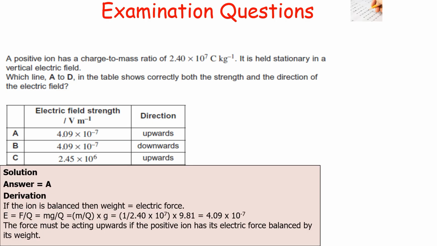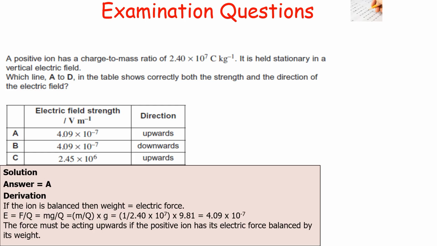Right, our answer here is A, because if an ion is balanced and is held stationary, well, therefore the forces acting upon it must equal each other and there's no resultant force. So we can say that weight is equal to electrical force. Now we know that E is equal to F over Q, so therefore we can say that in this case F is going to be equal to EQ. Now we can work this all through and we can eventually say that the electrical field strength must be equal to mg over Q, and therefore we can say it's M over Q, the mass to charge ratio there, times G.